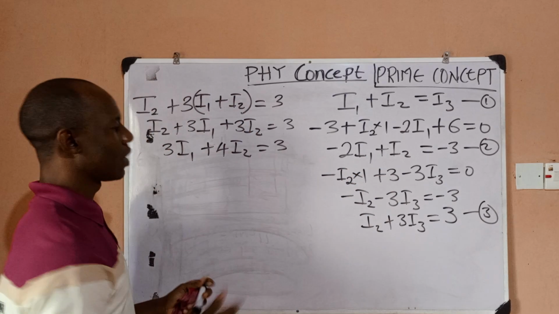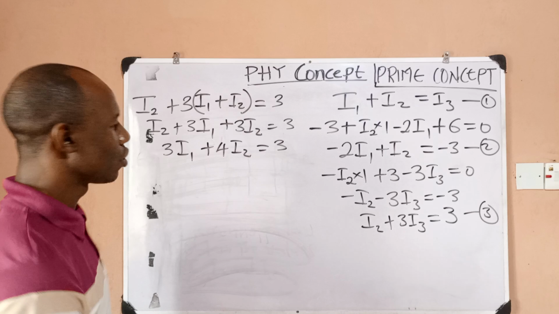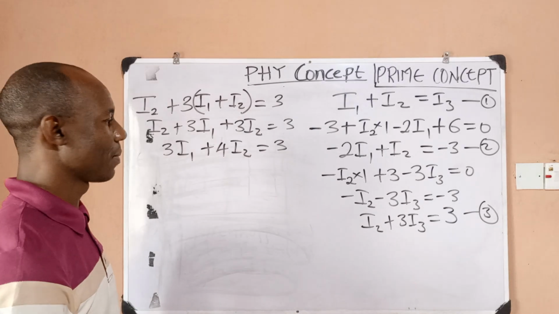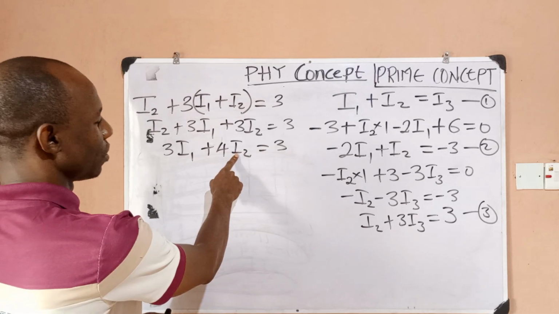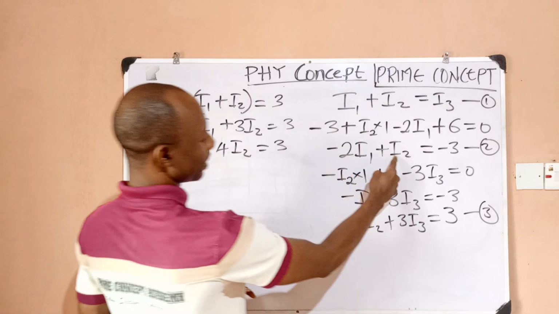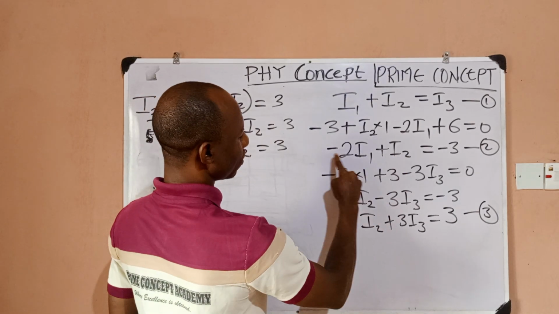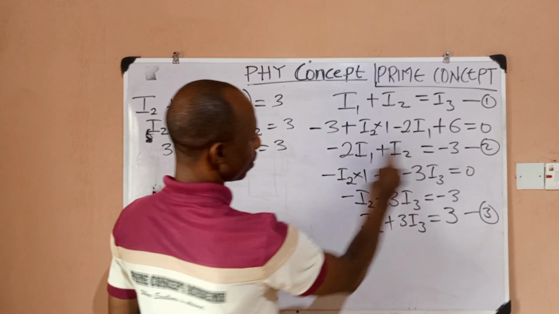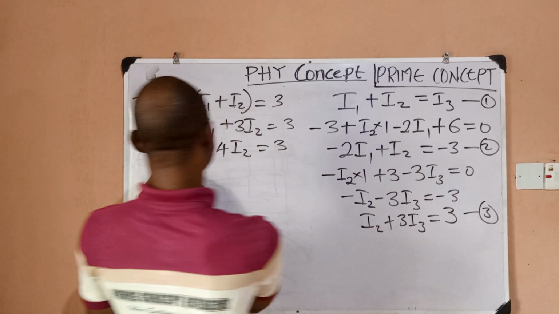But before I do that, see what I'm going to do? I'm going to apply the elimination concept here. I want to eliminate I2. So if you watch, I have 4I2 here, but in this case, I have just I2. So I'm going to multiply through equation 2 by minus 4, and I'll be writing it here.